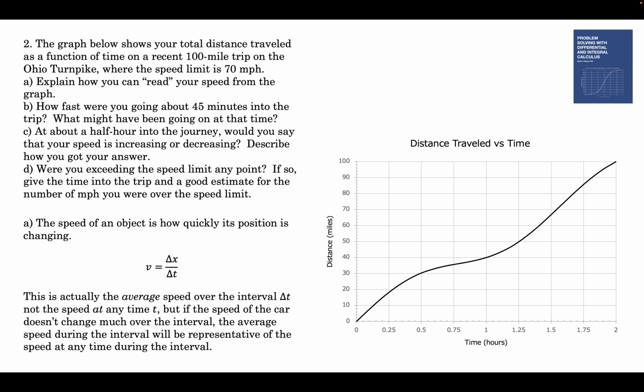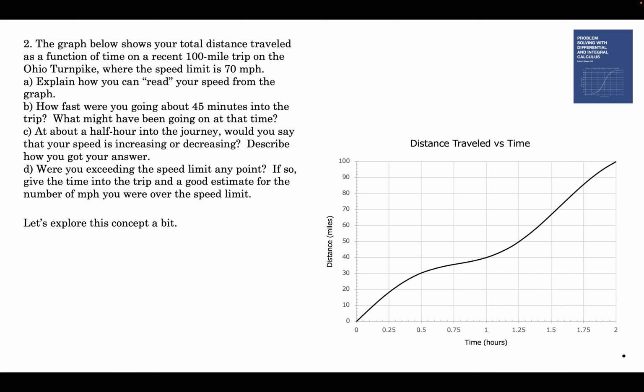All right. If the speed of the car doesn't change much, if this delta t is really small, like a millionth of a second, then it's going to be the speed at the beginning of the interval, the speed at the end of the interval, and the average speed over the interval, because the car's speed can't change much in a millionth of a second. So we want a representative speed. We have to keep the times close together. So let's explore this a little bit by getting the average speed over the first hour.